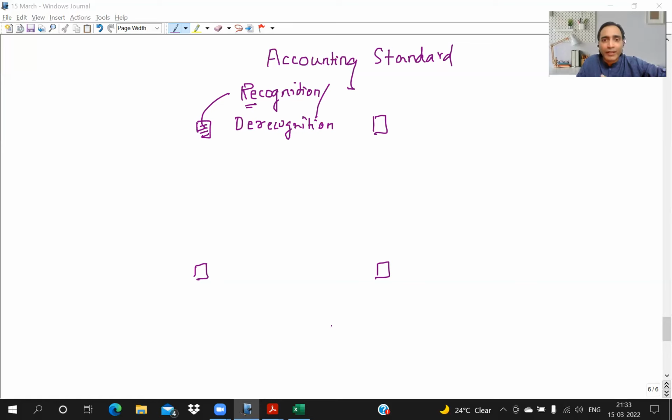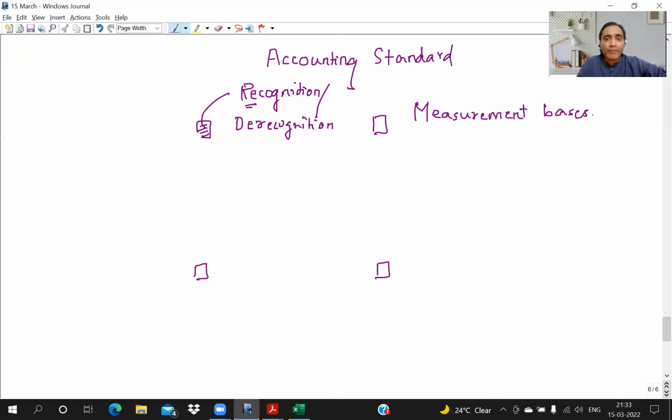Fast. The other three: measurement. Okay. So tomorrow we are going to learn something called measurement basis. The pronunciation, I guess, is basis, plural of basis. So what are the different measurement bases which IFRS suggests? Mainly there are two, the historical cost and the current cost. We need to really understand the difference between historical cost and current cost, and within current cost there are some variants that we are going to learn.